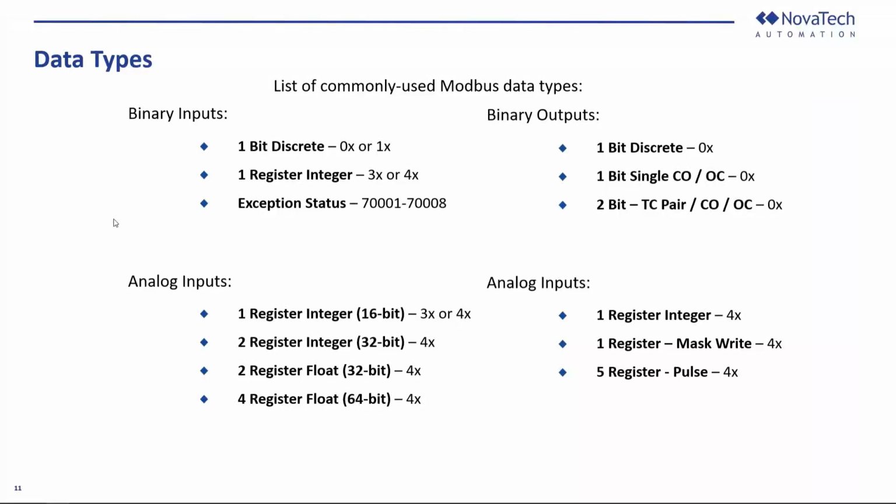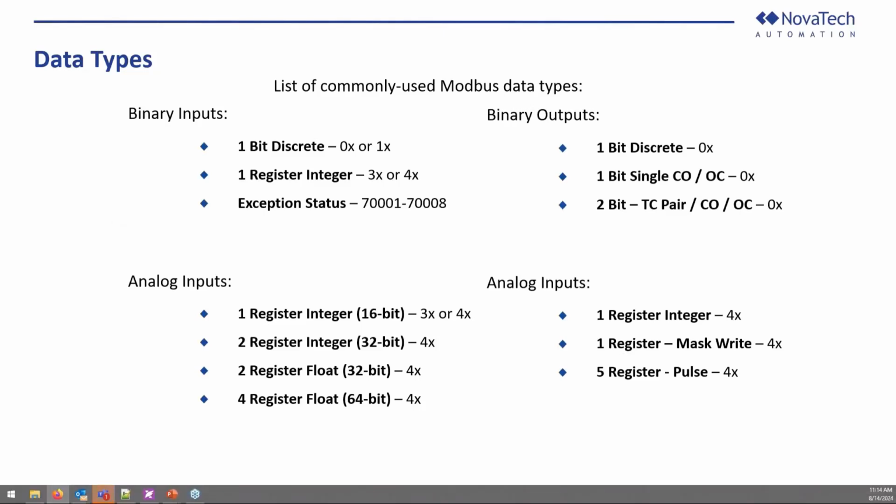Binary outputs, you have your 0x, either 1-bit single, close, open, or 2-bit close pairs. Your analog inputs are your registers in 16-bit, 32-bit, or 64-bit if you want to read 4 registers at a time. And then you also have your 1 register integers. Sorry, this should say analog outputs here. 1 register integer, your 1 register mask write.